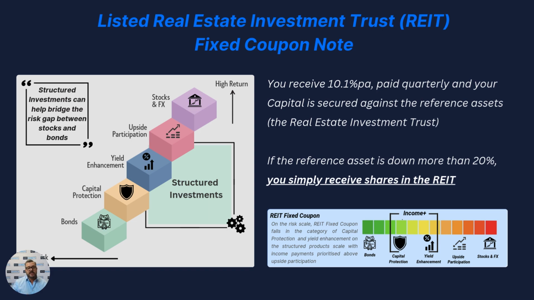So with real estate, we set a very close downside barrier of 20%, and that sits in that nice area for income, which is yield enhancement and capital protection, on the lower end of the risk scale.